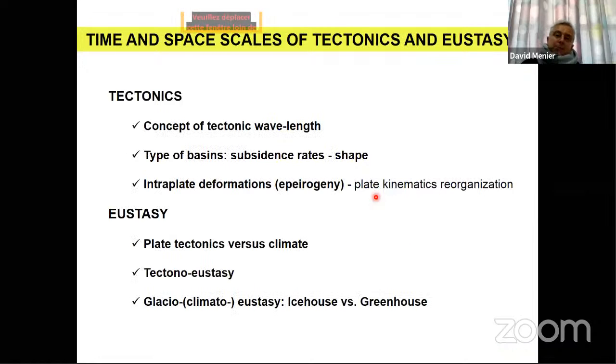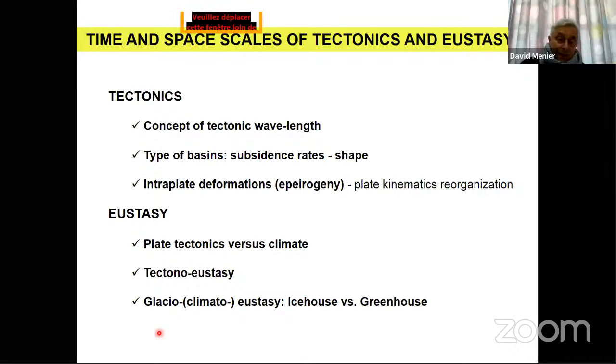So, time and space scales of tectonics and eustasy. The concept of tectonic wavelength and type of basin can explain the shape of the different basins that we can observe, and of course depends on plate tectonic motions. You have different types of basin, so it's very complex, and related to all the deformations that we can have after collisions or after subductions, something like that.